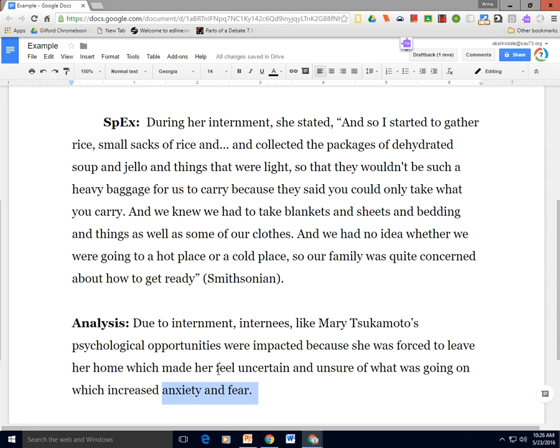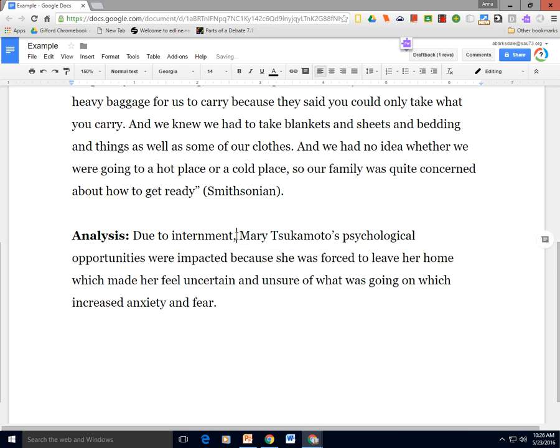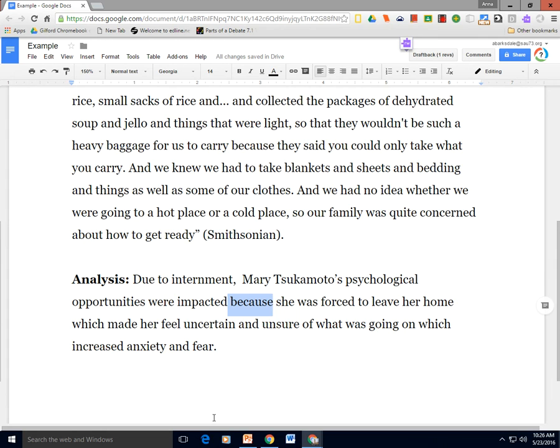What a lot of you are forgetting to do is you are forgetting your because. Some of you are putting Mary Tsukamoto's psychological opportunities, due to internment, I'm going to get rid of this, sorry. Due to internment, Mary Tsukamoto's psychological opportunities were impacted. And I'm getting that as a sentence. You need to put the because, and this comes from your opinion. Because why? Why would her psychology be impacted?